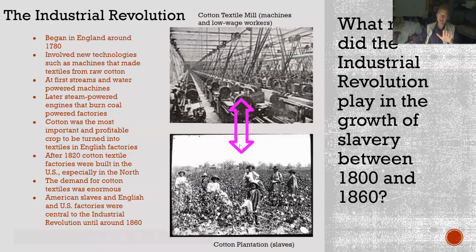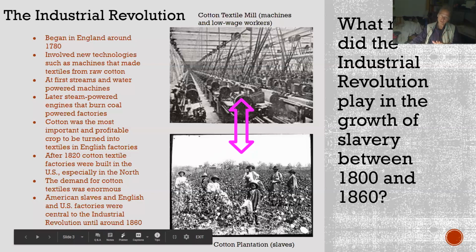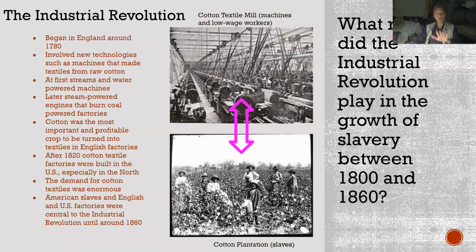So that's the main thing I want you to understand this week, is the very close connection between slave plantations in the south of the United States and factories in England and in the north, mostly in the north of the United States.